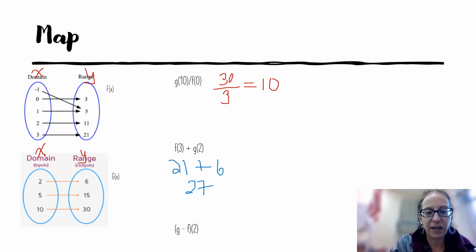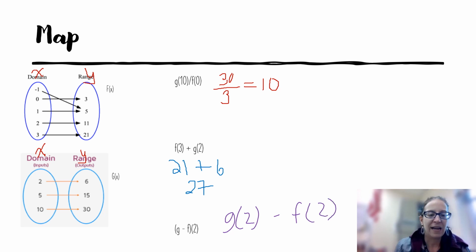Okay, so when we're looking at g minus f of 2, we want to remember that this is going to be g of 2 minus f of 2. Looking at g, because we do have the g first, g of 2 is 6. We just got that one in the previous problem. So g of 2 is 6. And we are going to subtract from that f of 2. So we come up to f, we go to 2. That maps over to 11. So we're going to be doing 6 minus 11, which is equal to negative 5.